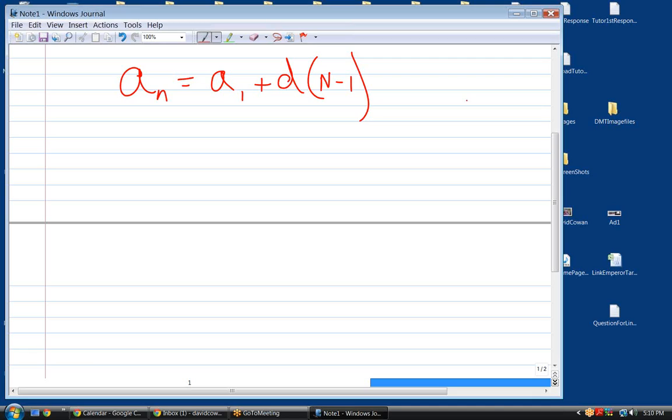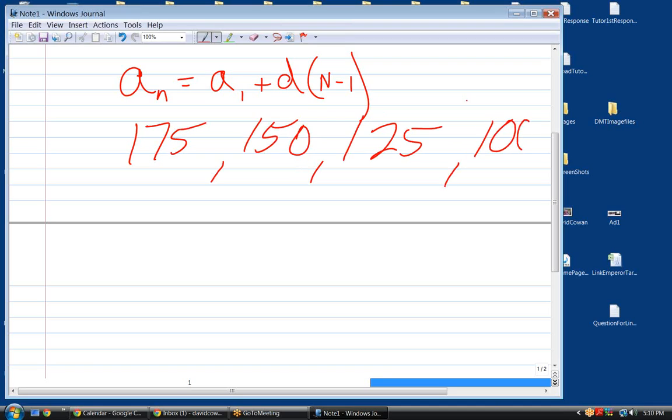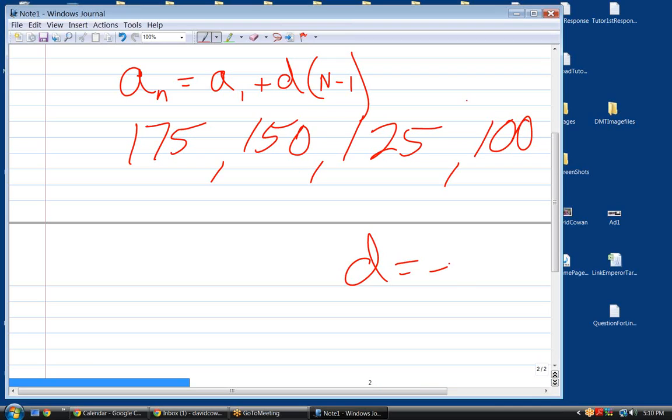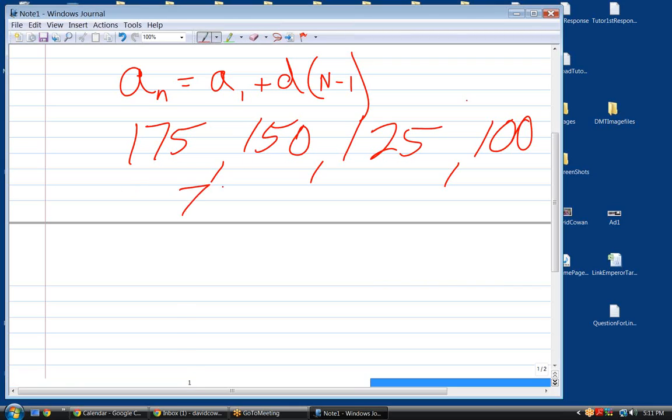So what do you got next? The next one is 175, 150, 125, 100. It goes down 25. So d is minus 25. Okay, that's all they want to know? And then the three next terms? Never mind. Yeah, I was looking at the wrong one. What are they? 75, 50, and then 25. Okay. Cool.